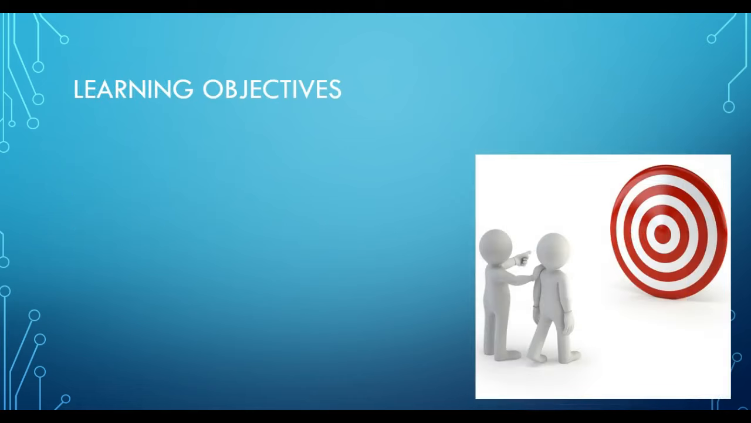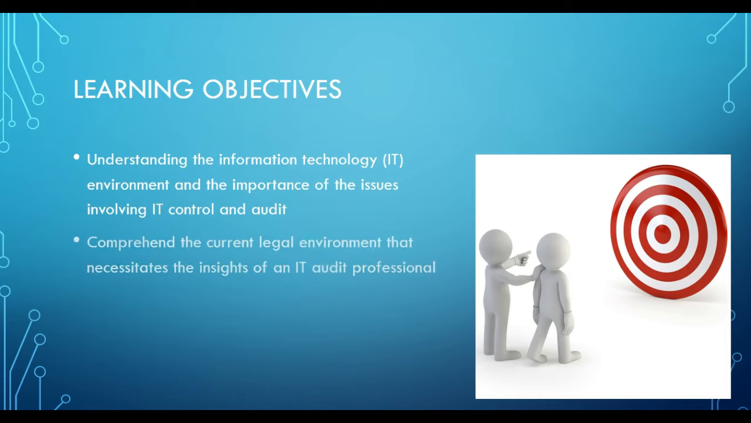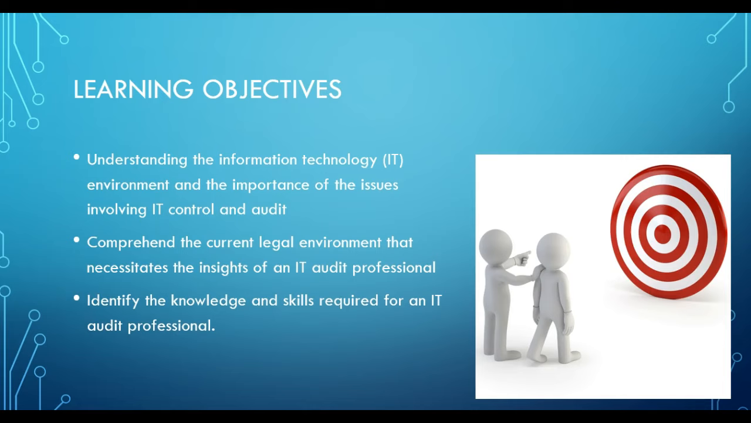To kick it off, let's review the learning objectives for module number 1. The first objective is to understand the information technology environment and the importance of the issues involving IT controls and audit. The second is to comprehend the current legal environment that necessitates the insights of an IT audit professional. Third is to identify the knowledge and skills required for an IT audit professional. And finally, number 4, to use CRM system customization and configuration features and functions.